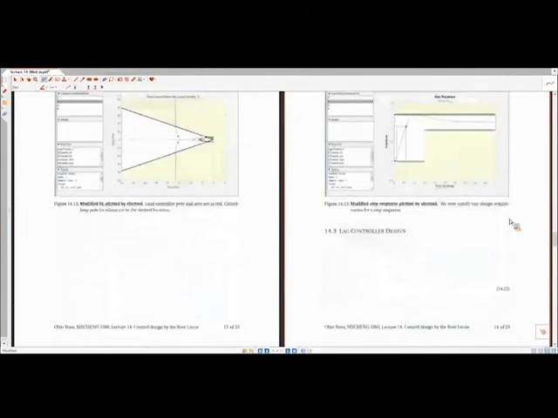Okay, so lag controller design. So we talked about lead controller. We gave one example. You're going to have examples in your homework. You're going to have examples on your project. You'll see plenty of examples of this.